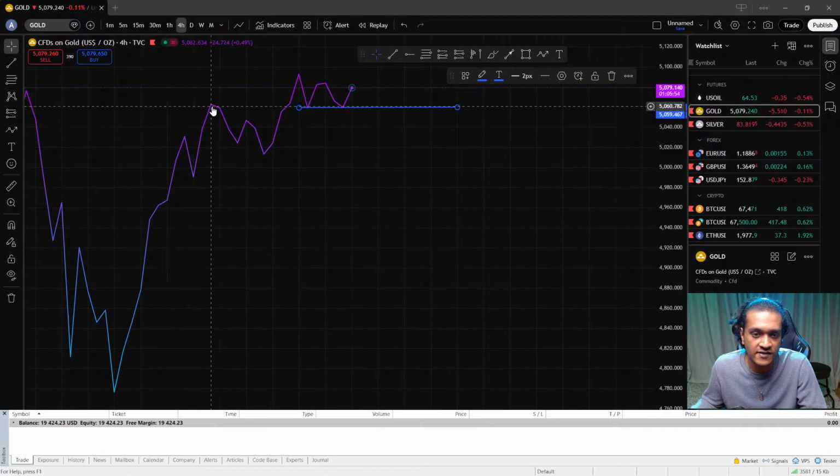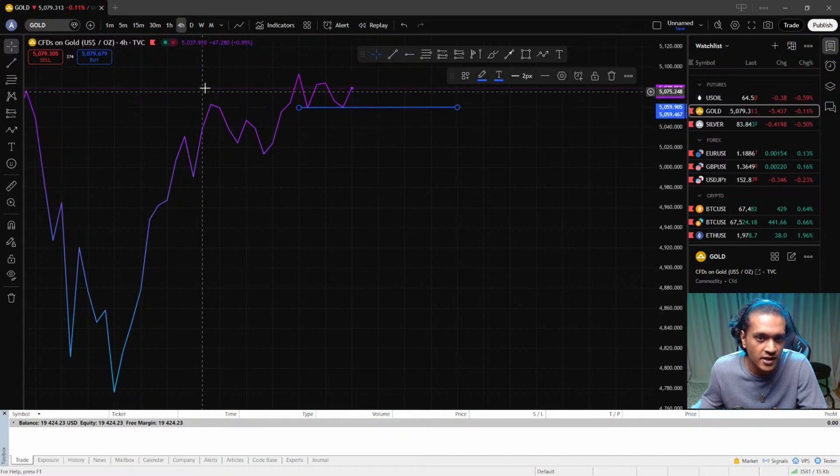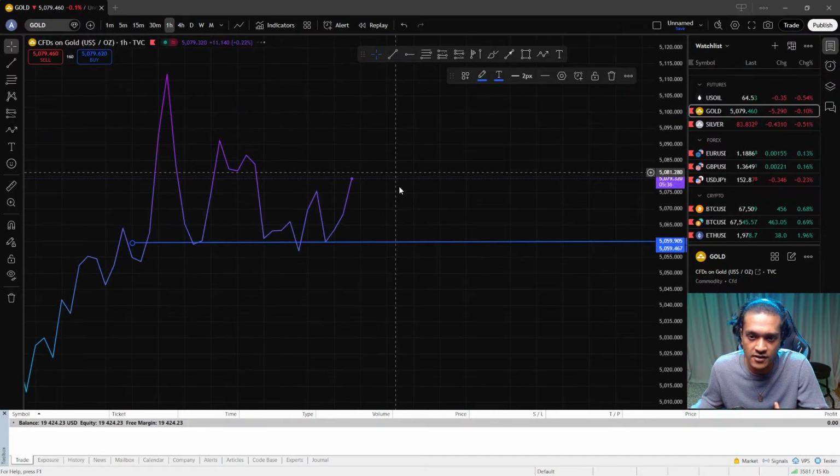Basically, resistance becomes support. So there is a breakout structure in this area here, which is why it came back to retest the first time, and this is the second touch already. Usually, second touch will indicate a very high possibility that the price will still continue following the uptrend. So let's go back to H1.